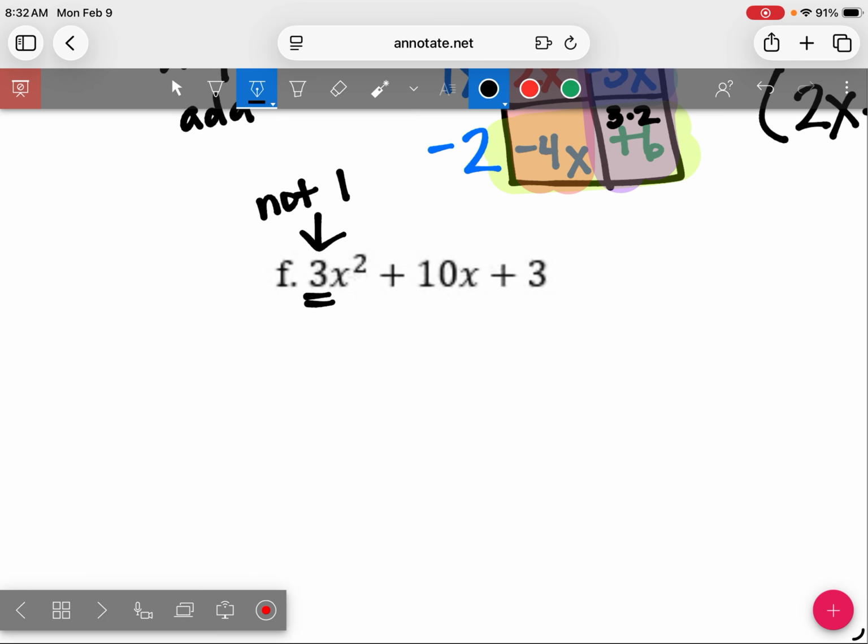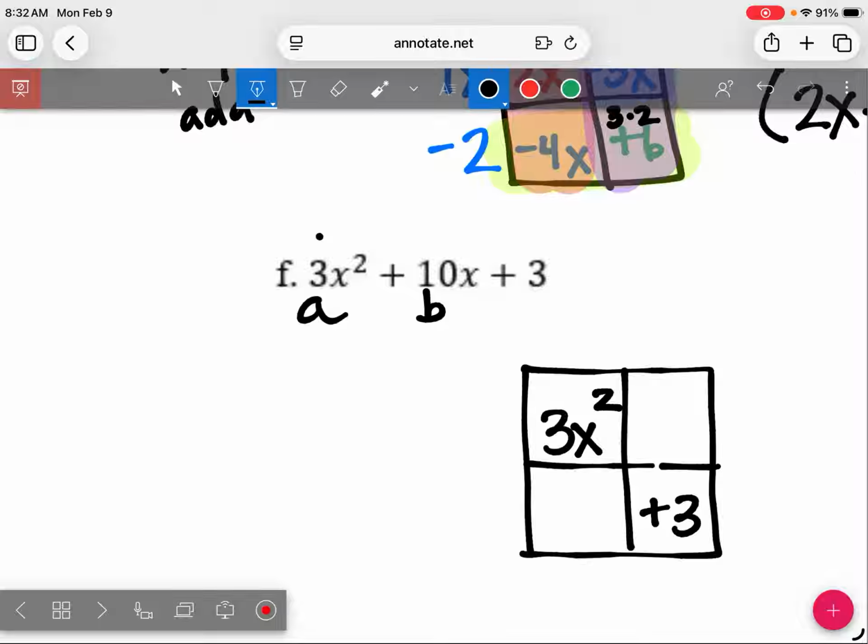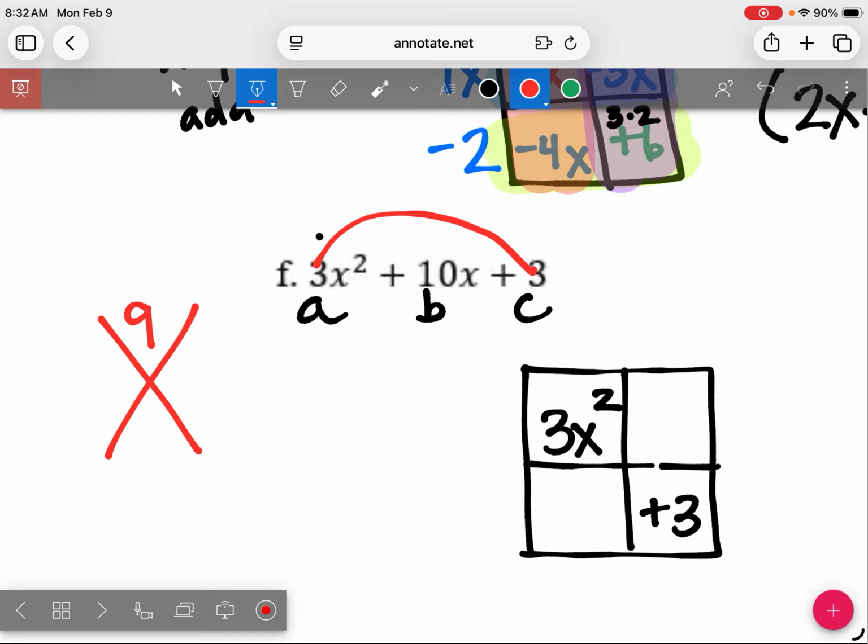Let's go ahead and make our box. First number goes top left. Last number goes bottom right. So this is A, B, and C. So we're going to take 3 times 3. That goes on top. And then B goes on the bottom.